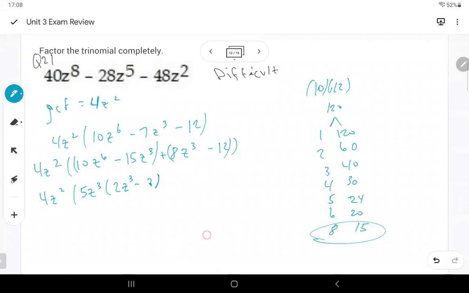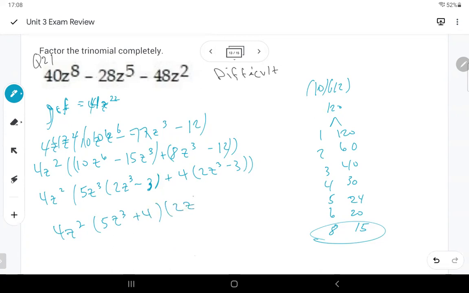One second, guys. Okay, so that's going to let us bring out a 4, which will leave us with a 2z cubed minus 3 again. So we have 4z squared, 5z cubed plus 4, and then 2z cubed minus 3. Okay.